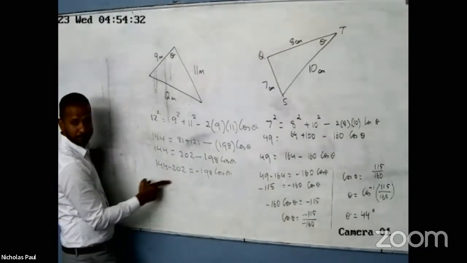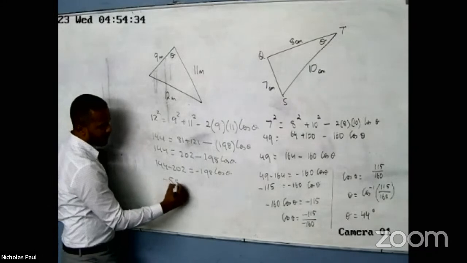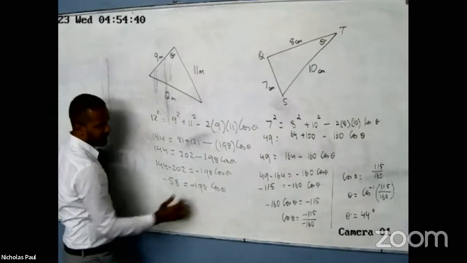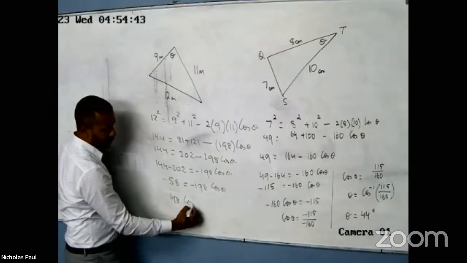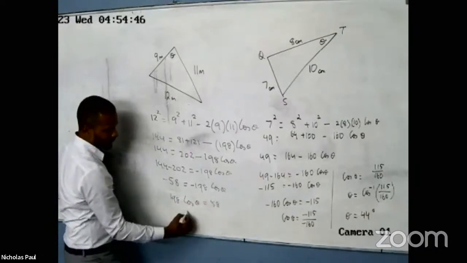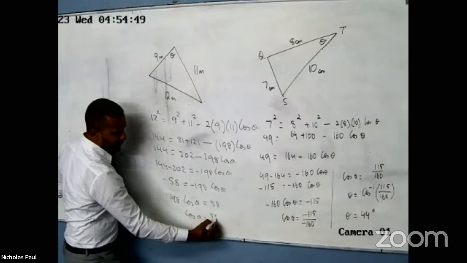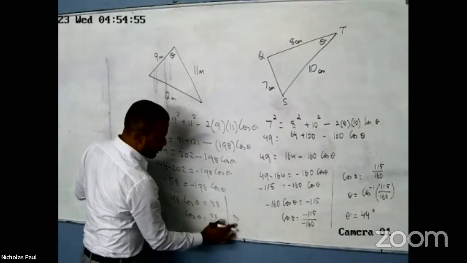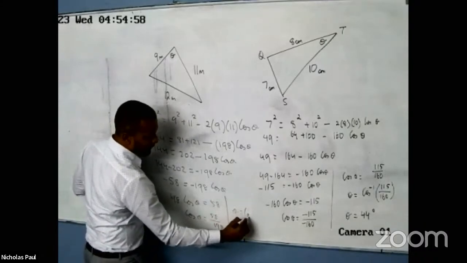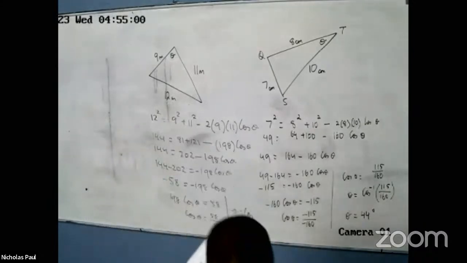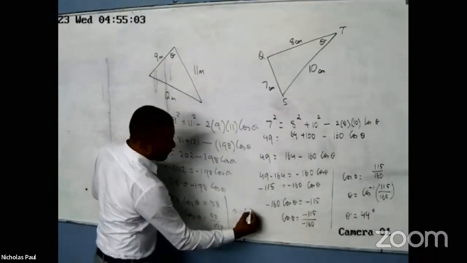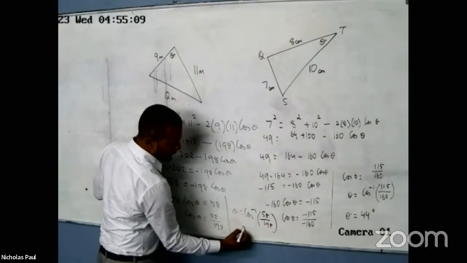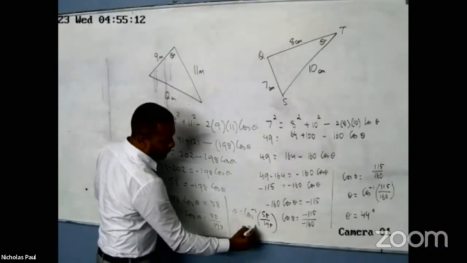How much is that? Negative 58 is equal to negative 198 cosine theta. And then switching sides, so this is 198 cosine theta. Cosine theta is 58 over 198. So that means that theta is equal to cosine inverse of 58 over 198. And you all got 73. Yes, right?